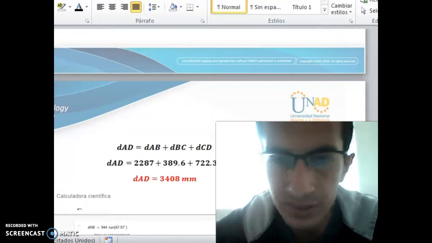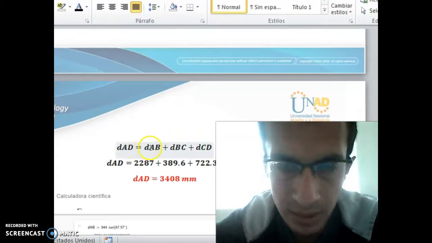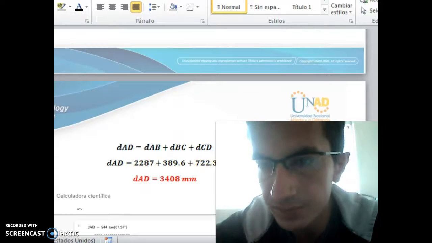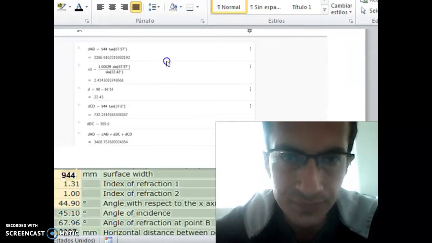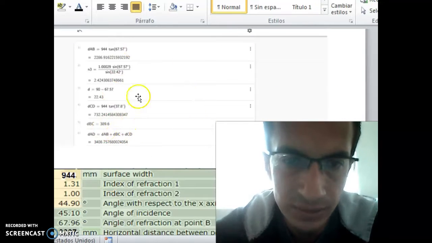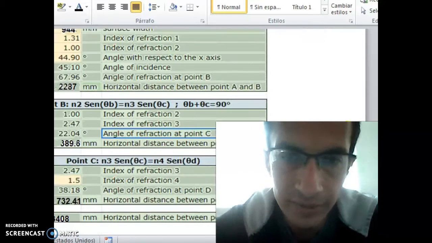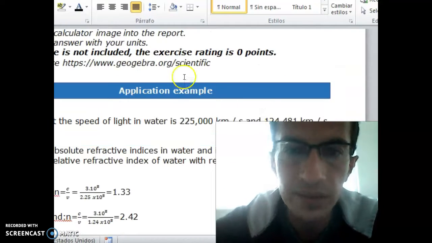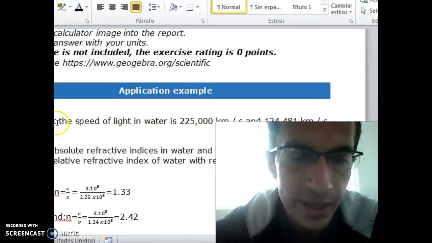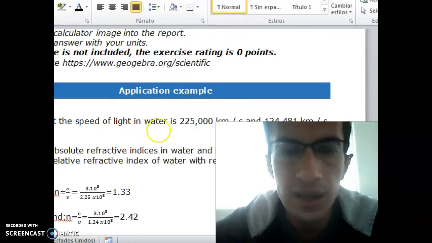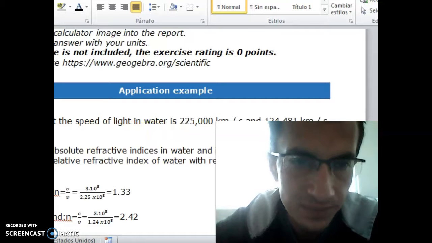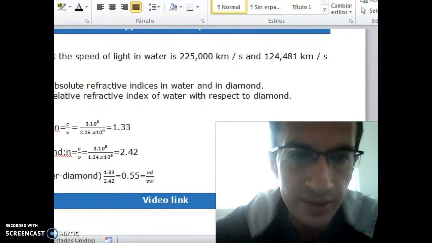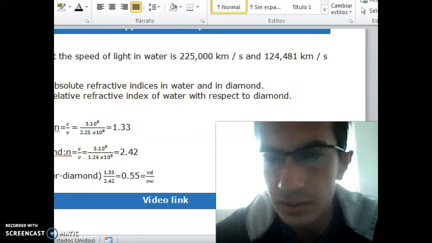And the total distance equals AB plus BC plus CD, and this is the result. This is the check of the total result on the calculator, and this is the report. Now, an application example. In this exercise we applied Snell's law with the refractive indices for water and diamond, and this is the result. Thank you.